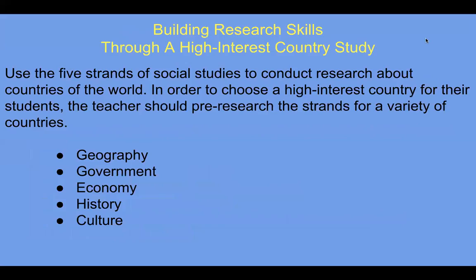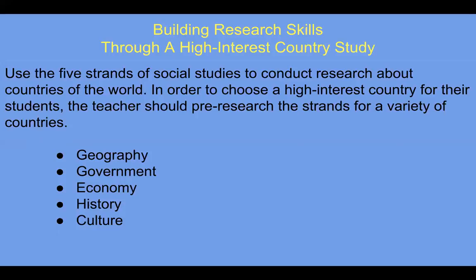The 5 strands of social studies provide an excellent paradigm to use to analyze a country and to organize research. The 5 strands include geography, government, economy, history, and culture. It is important for the teacher to directly instruct students in the meaning of the strands.